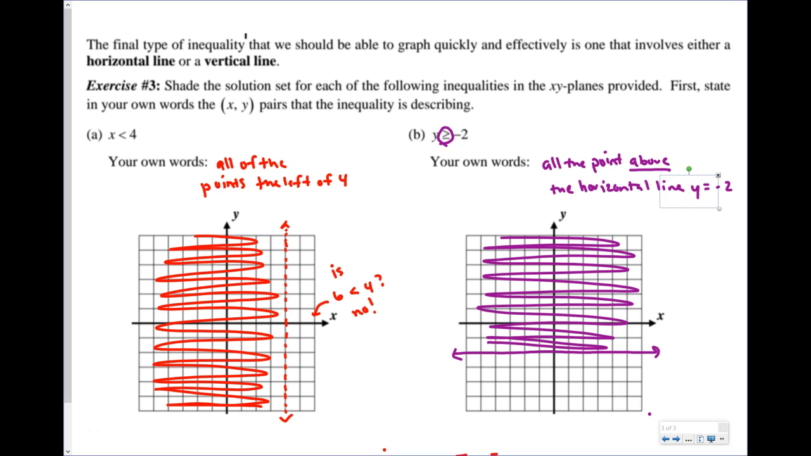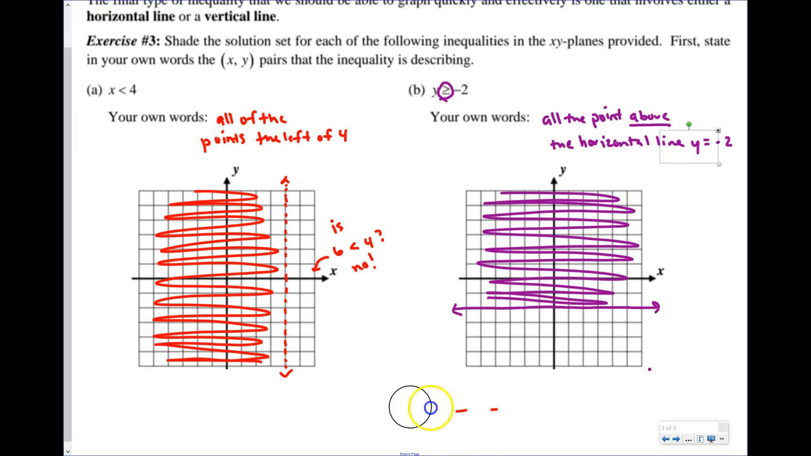Okay? So another way you can think about this too is when you have less than or equal to, you can also think of it like shade above, or sorry, not shade above, but shade to the right. Oh my gosh, less than, shade to the left. And if you have greater than or equal to, it's kind of like shading to the right. Okay, when you're thinking about a vertical line.